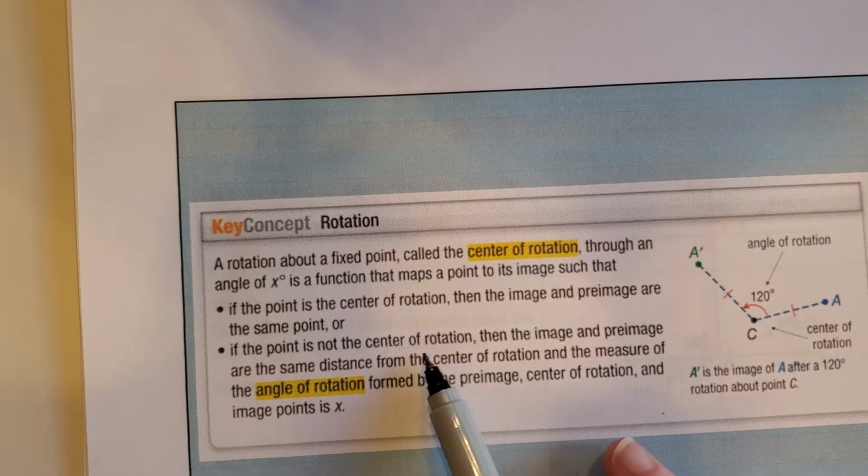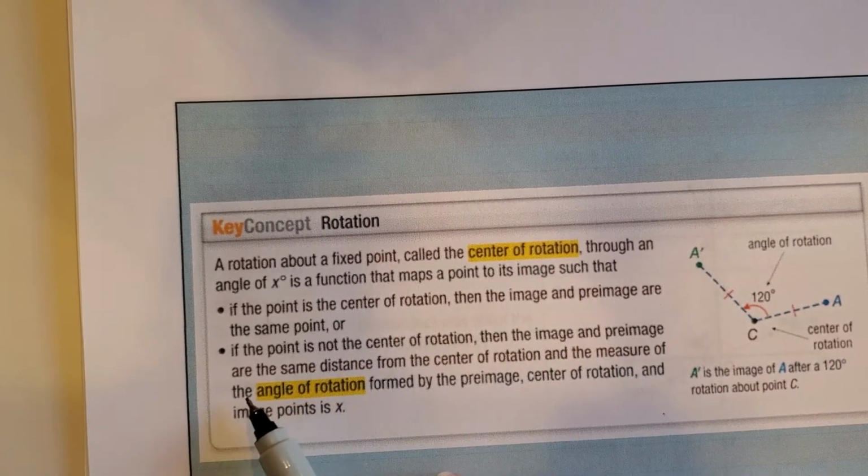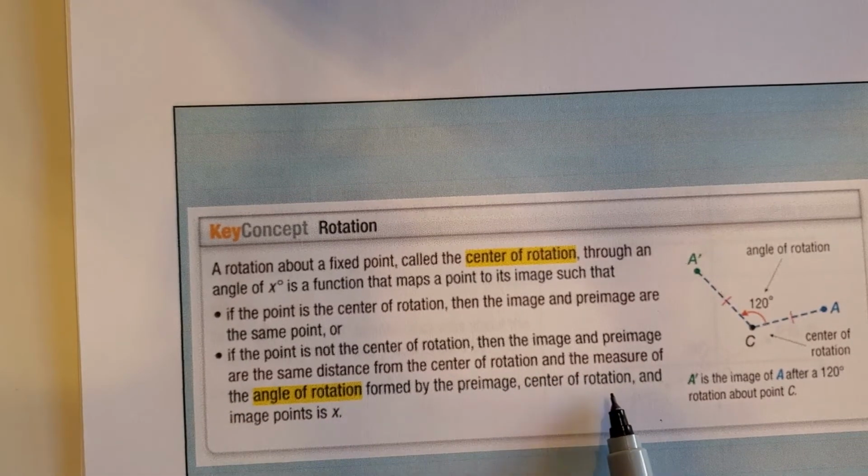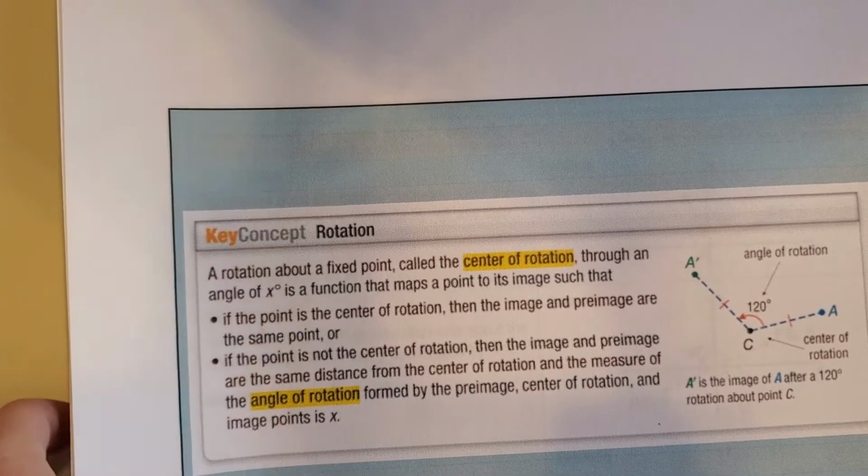If the point is not the center of rotation, then the image and pre-image are the same distance from the center of rotation, and the measure of the angle of rotation formed by the pre-image, center of rotation, and image points is x.